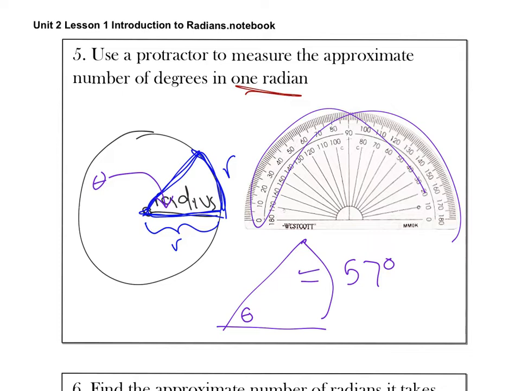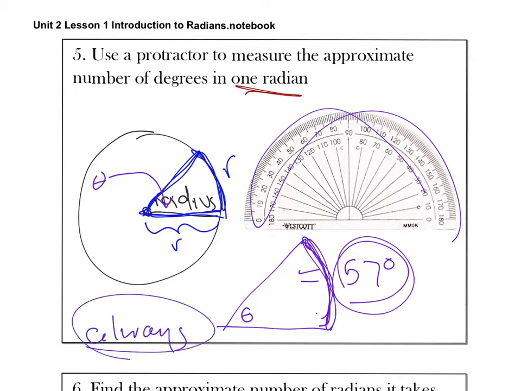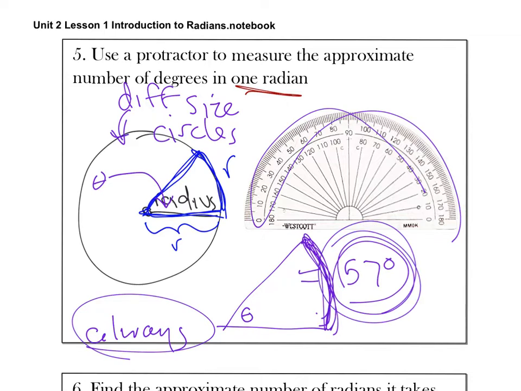So anyway, back to where I was saying. This is always going to be 57 degrees. Always. No matter how big the circle, you can have different size circles, but no matter what, that's going to be 57 degrees.